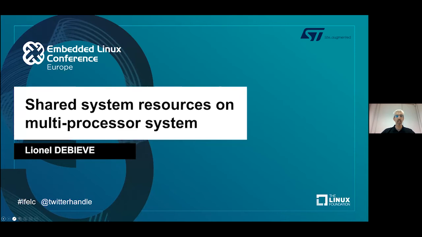Hi, so I'm going to talk about the shared system resources on a multiprocessor system and give a way of accessing these shared resources. So let's go to the presentation.